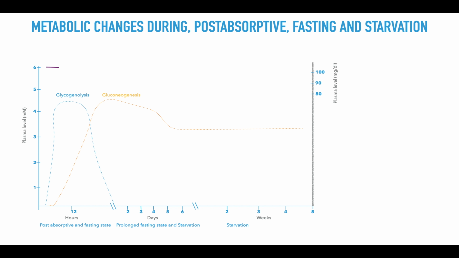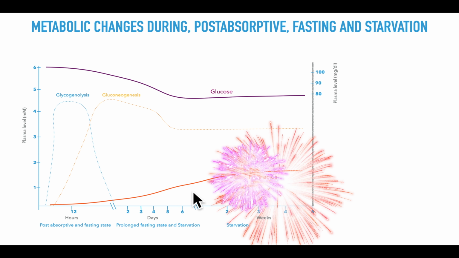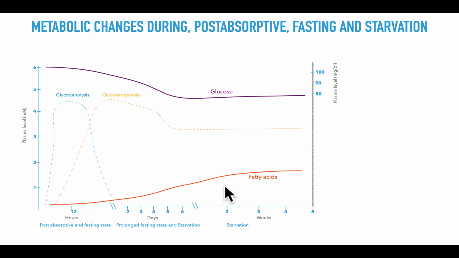The glucose levels are maintained by glycogen degradation and gluconeogenesis, around 70 to 80 milligram per deciliter, for the needs of brain and red blood cells. And fatty acids continue to rise from 2 to 4 hours after fasting all the way until the person is in survival mode. As fatty acid availability is more, ketone body synthesis significantly rises and reaches a peak by 2 to 3 weeks of starvation.